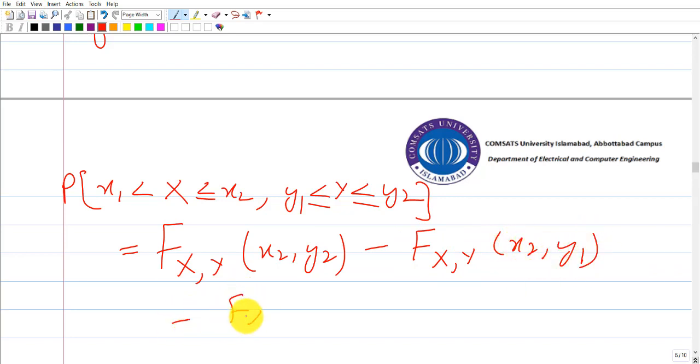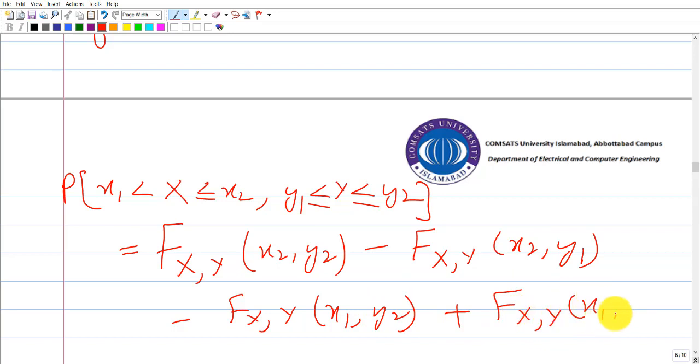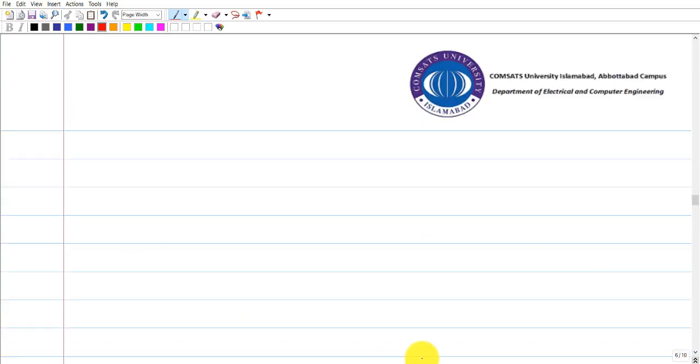Minus F_XY(x1, y2) plus F_XY(x1, y1). So this is a rectangle and we have to find the CDF at every corner of the rectangle. So let's look at one more example to elaborate these findings.